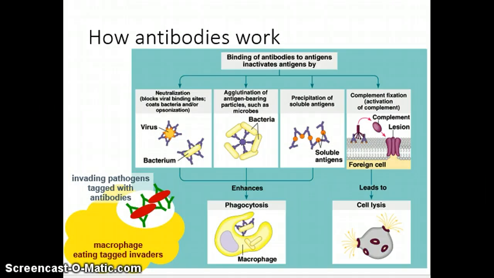How antibodies work is in one of four general ways. An invading pathogen gets tagged with antibodies. And one of the things that can happen once it gets tagged is that a macrophage will recognize those tags and engulf and destroy the pathogen. So this is called neutralization of the invading pathogen.